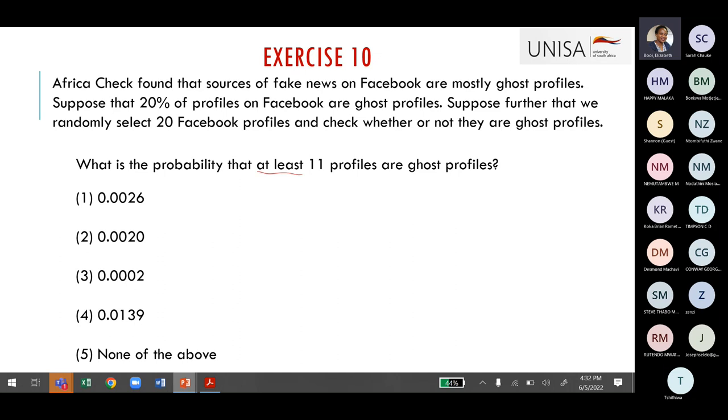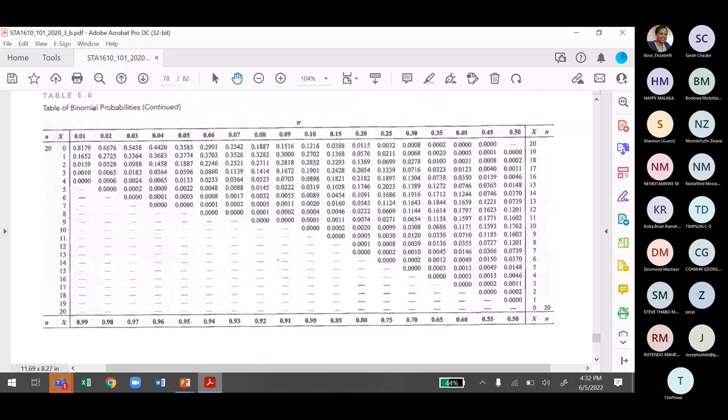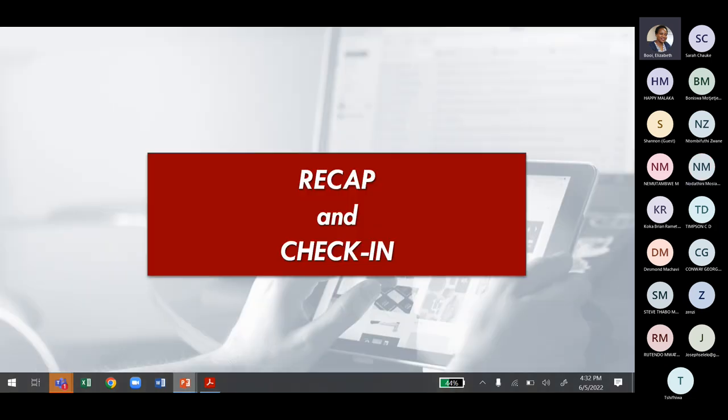The probability that at least 11 profiles are ghost profiles. So you just need to calculate the probability that X is greater than or equal to 11. Because there are 20 profiles, it will be 11, 12, 13, 14, 15, 16, 17, until 20. So the table has N equal to 20. You should be able to find that from your textbooks or from your study guide, and you can use that to answer the question. With that, it concludes today's session.